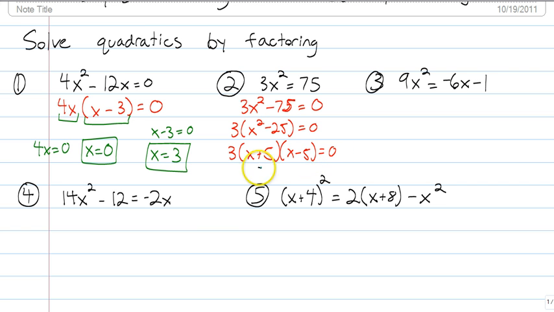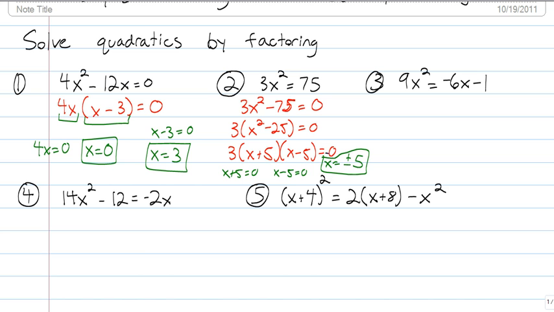And now you can set each piece equal to 0. And the 3 here does not matter. This will not give us any solution. We can divide by 3 and it's gone. So we have x plus 5 equals 0, x minus 5 equals 0, which means x equals plus or minus 5. Those are my two solutions for this problem.